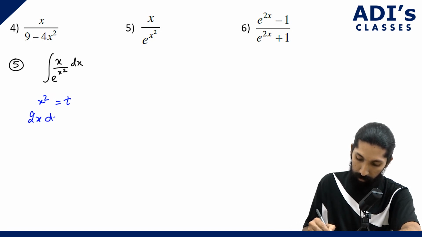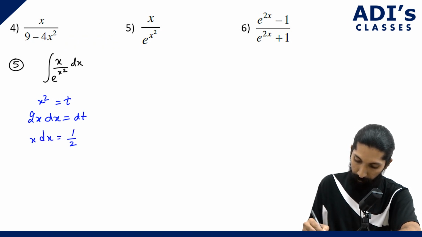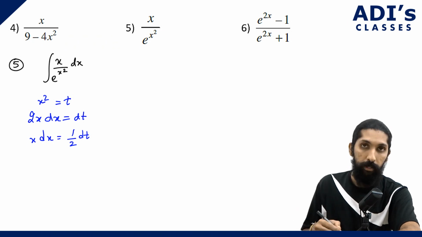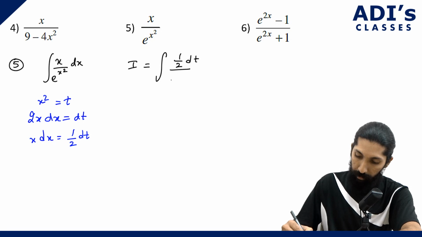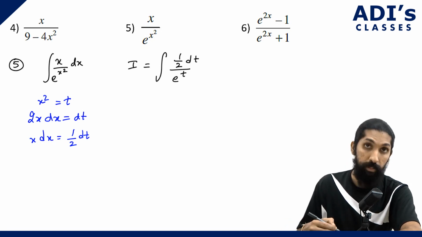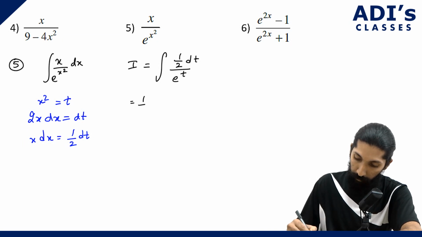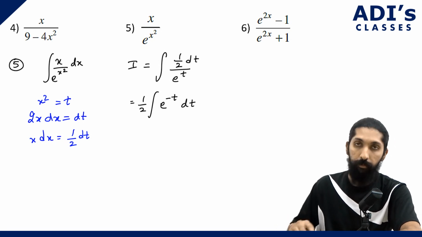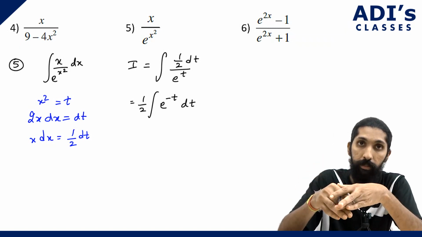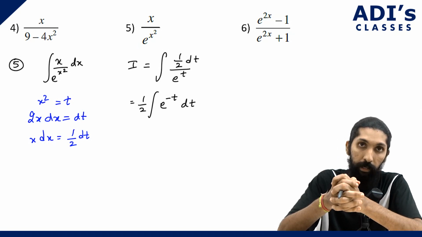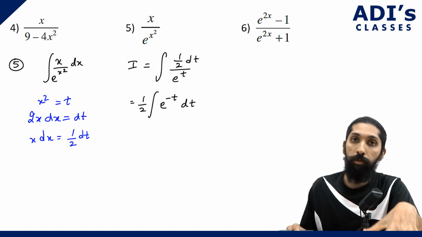So 2x dx is equal to dt, or x dx is equal to half dt, right? So I is equal to the integral of half dt divided by e to the power of t. Make sense? So you'll get this as half integral of e power minus t dt. Now you all know the integration of e power t, but you don't know the integration of e power minus t, correct? But we have e power minus t, so what do we do?